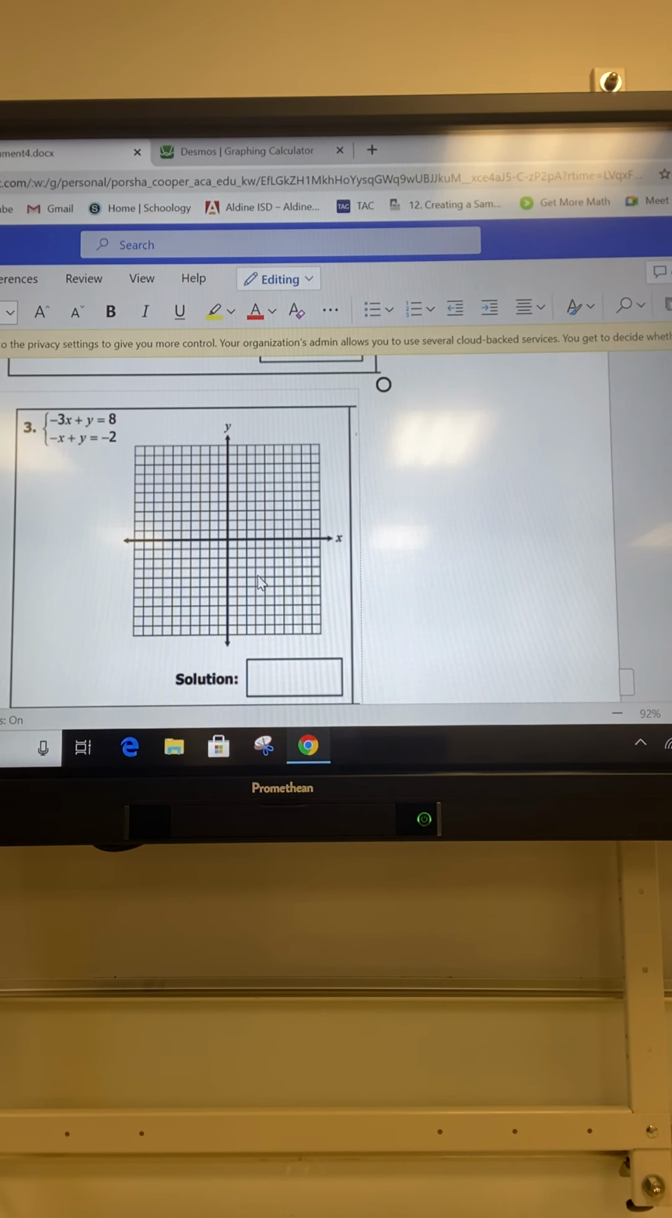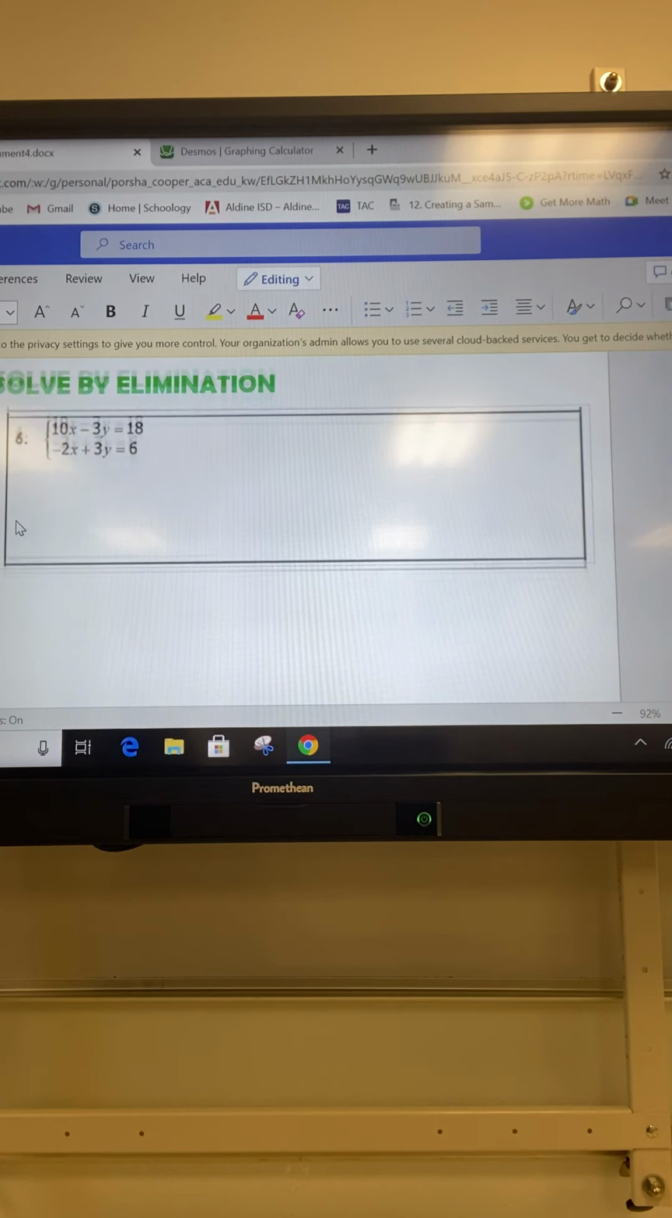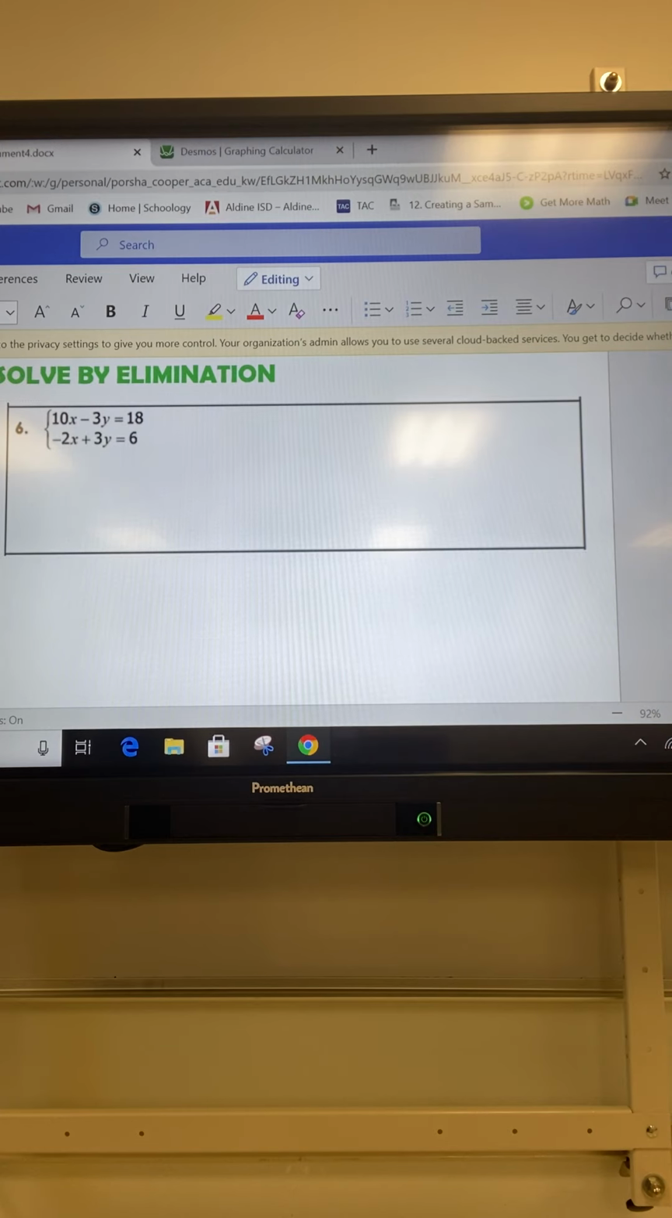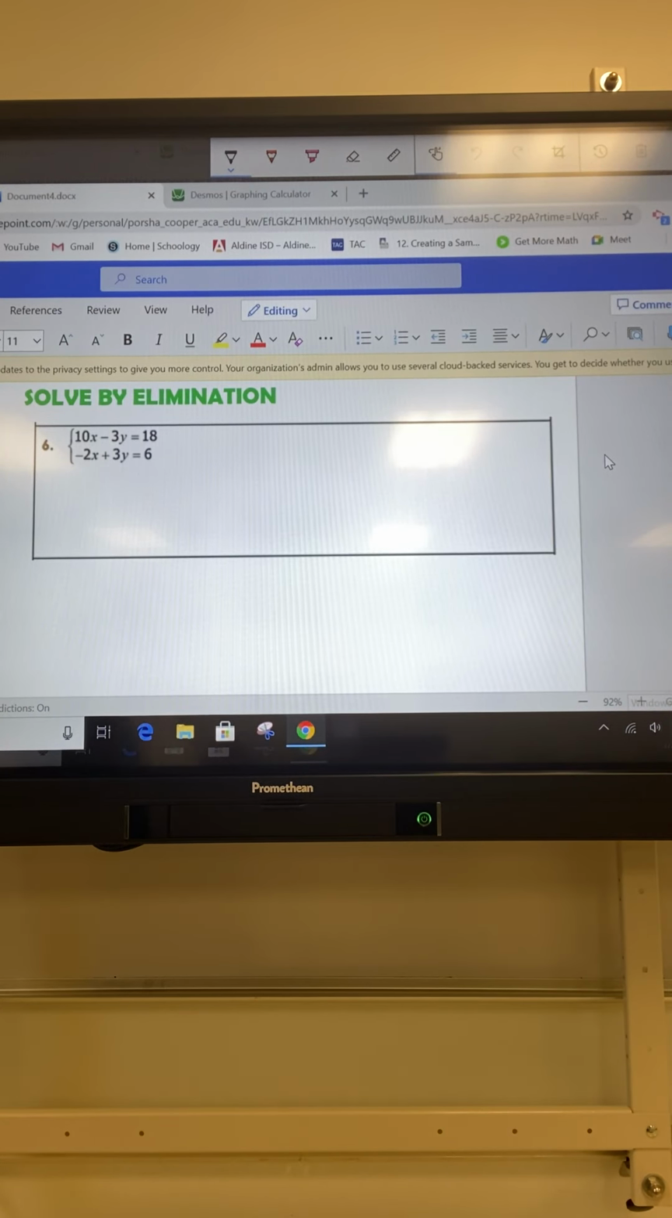All right, so that's just a little bit of review, recap what you guys should have worked on last week, which was graphing. This week we're going to move on to a new method, which is going to be to solve using elimination. All right, when we think about eliminating something, we should think in terms of we want it to go away. To eliminate something means to cancel it or make it go away.